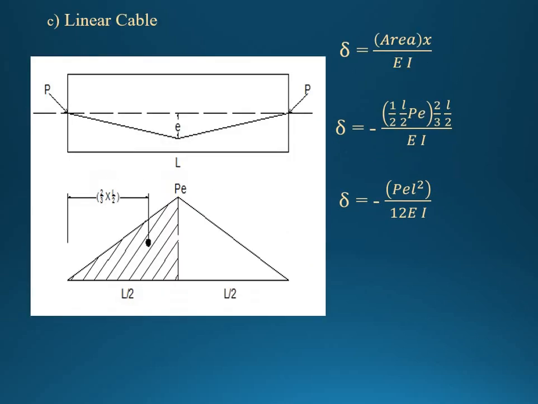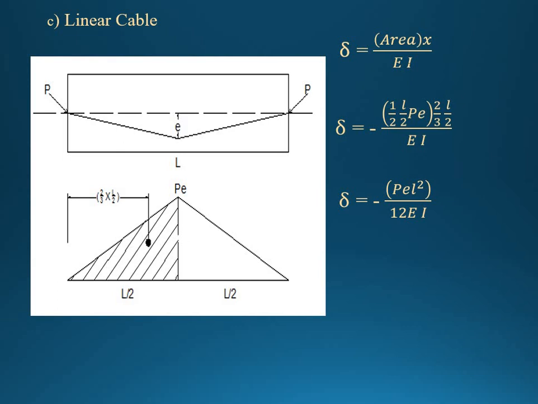The next third case is linear cable. So you can observe here eccentricity at the support is 0, but eccentricity at the center is present. So its distance is E, and again at the support it's 0. For this linear cable, the bending moment will be in a triangular variation. This is a negative sign convention. We are considering only half of the portion, so half of the portion, length will be L by 2.